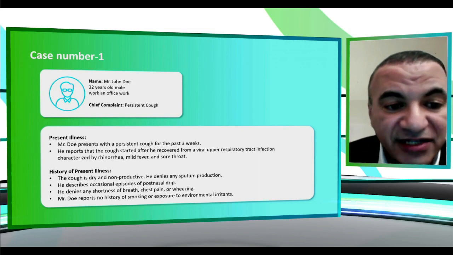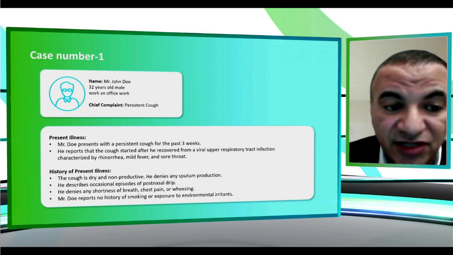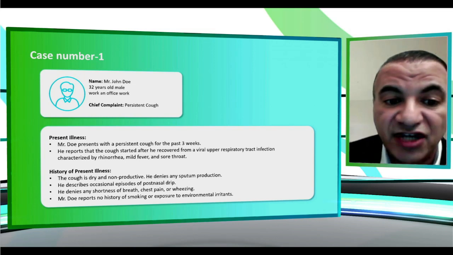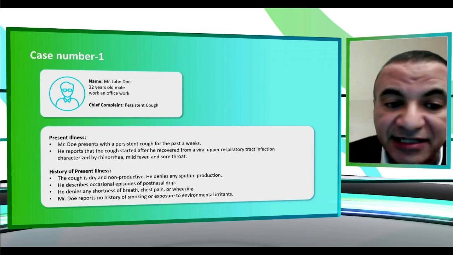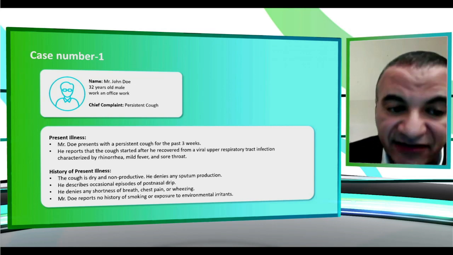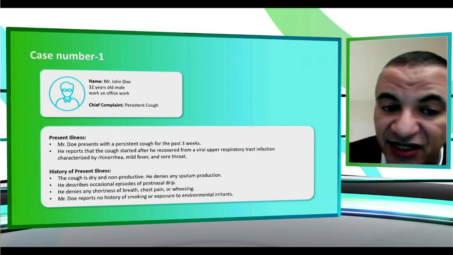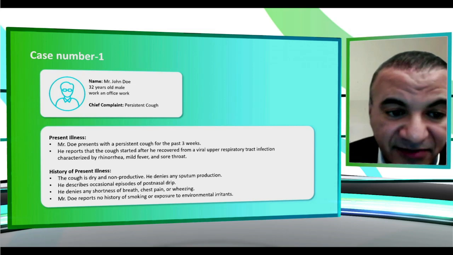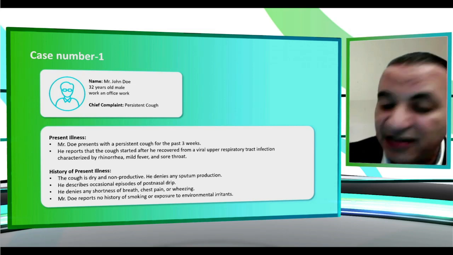So his history of present illness: the cough is dry, as I mentioned, non-productive. He denies any sputum production. He describes occasional episodes of postnasal drip, occasional, not persistent. Sometimes it happens. This is very important also. He denies any shortness of breath, chest pain, and wheezing. Mr. Doe reports no history of smoking or exposure to environmental irritants.